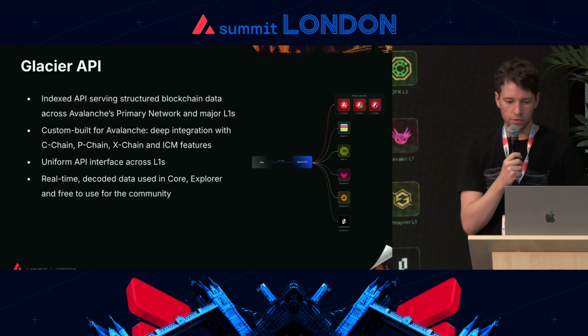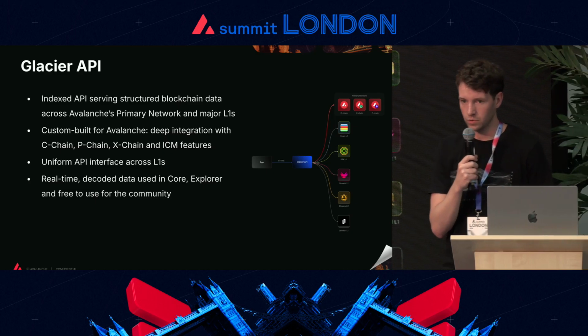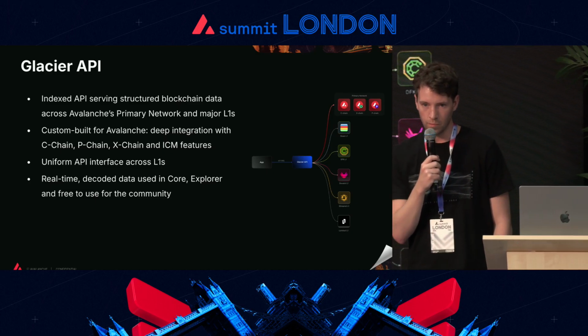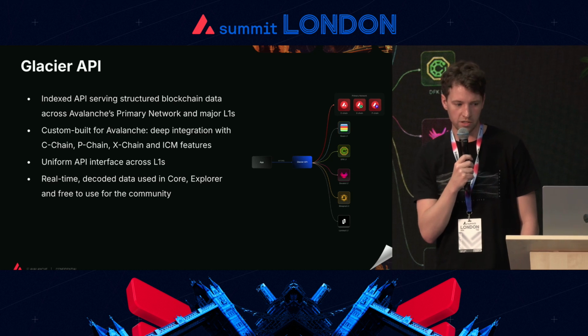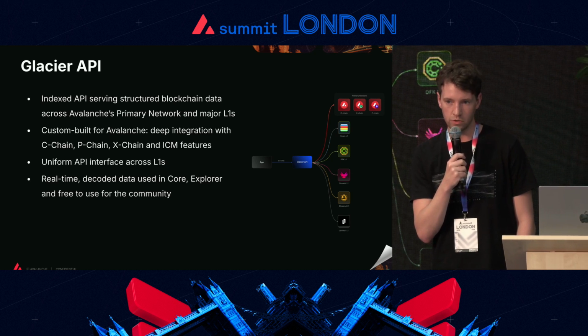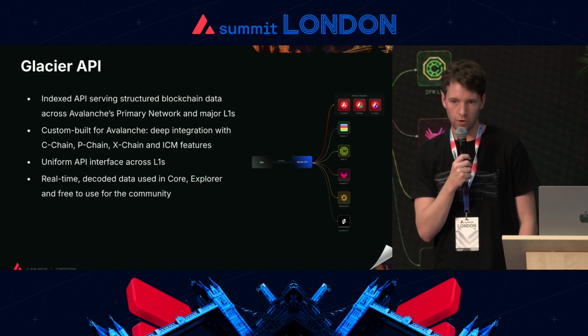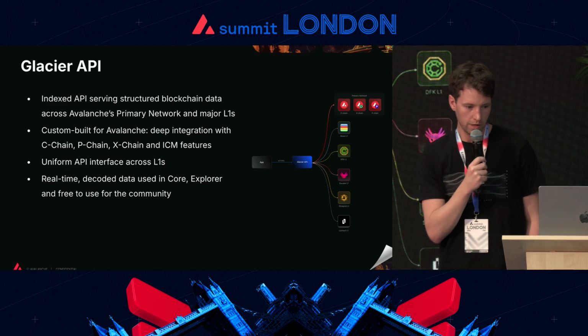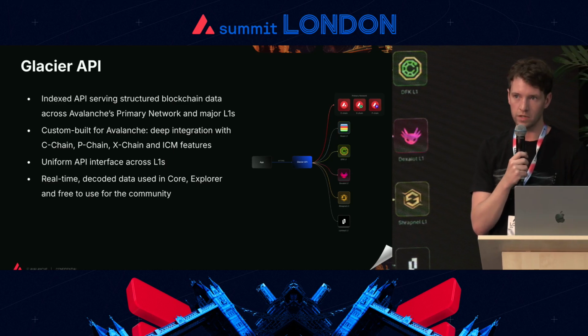And we're not just building for others. We use Glacier in many of our own internal applications. Most applications developed by Ava Labs are using Glacier in some state or form. Core, Ava Cloud, the Explorer, they're all fetching data from Glacier on the back end, as well as many in the community are using it as well.